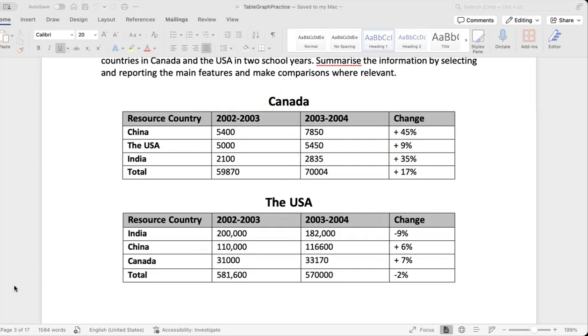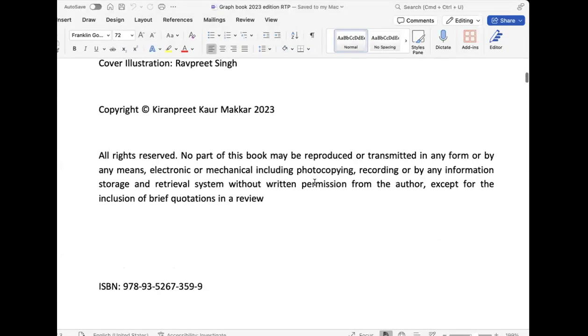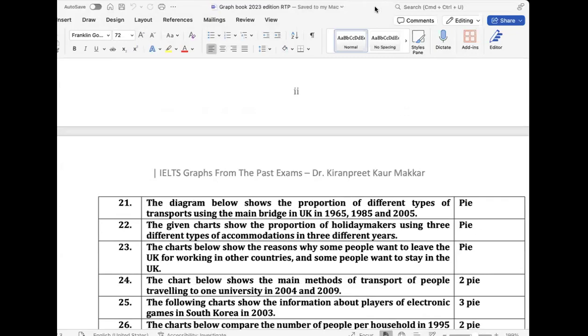I'll show you all the 4 graph types that are there in the book like this: 158, 184, 188, and 205. Let's just quickly see them so that you have an idea. And if you still want me to write one of them, I'll quickly write one so that you get an idea and you get the confidence. And if you want to write one of them, you can practice writing one.